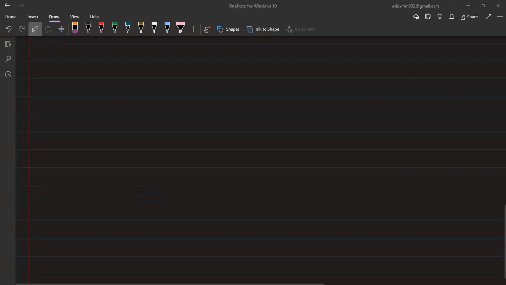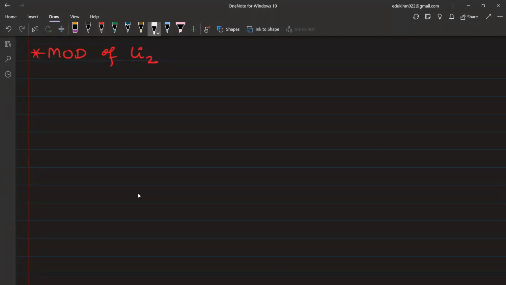MO diagram of Li2. सबसे पहले we are going to write the electronic configuration, right? Yes or no, please tell me. So tell me, what is the electronic configuration of lithium? Atomic number कितना है lithium का? If it is 3, so electronic configuration will be 1s2, 2s1. Correct? Yes or no? Okay. Now we are going to draw.